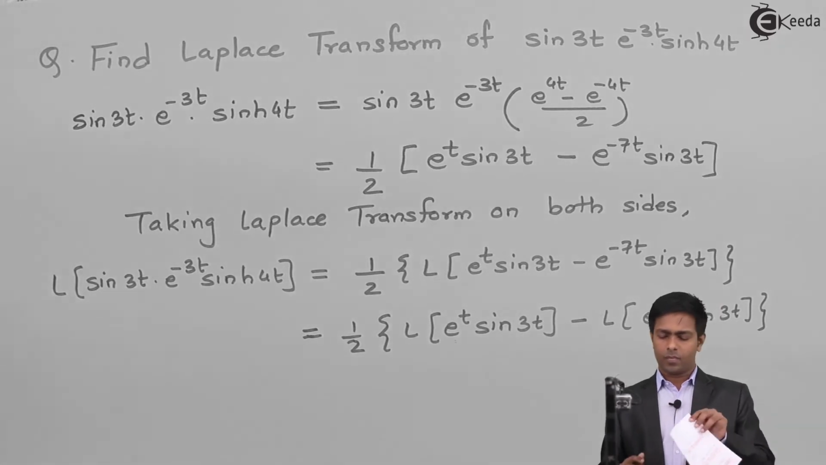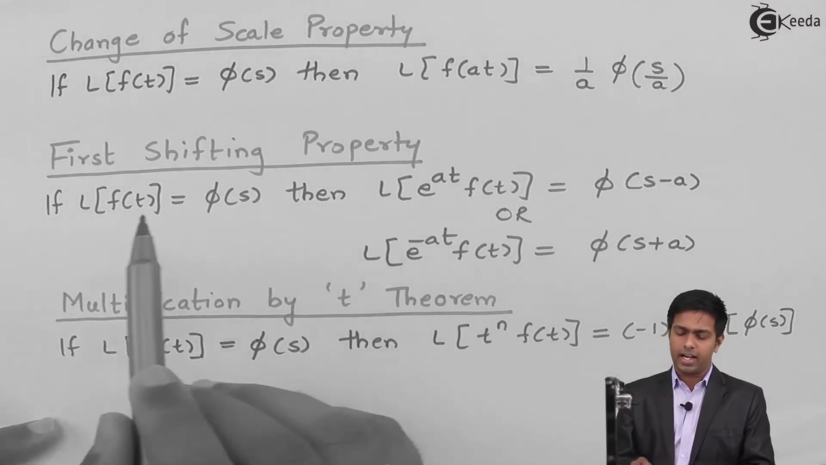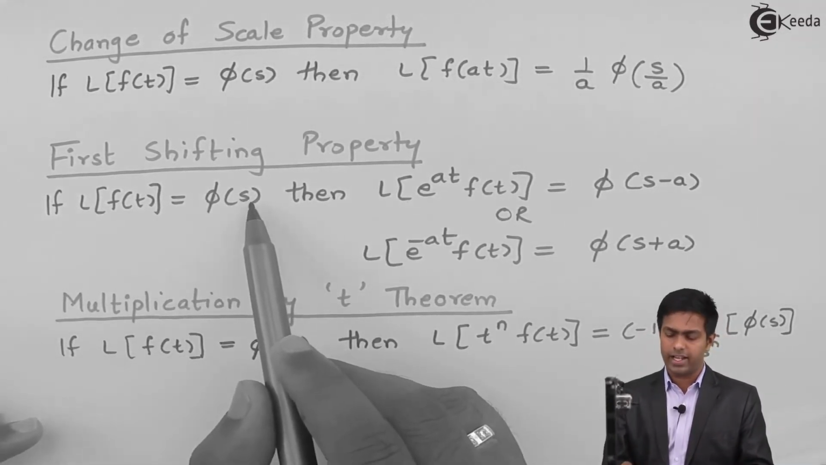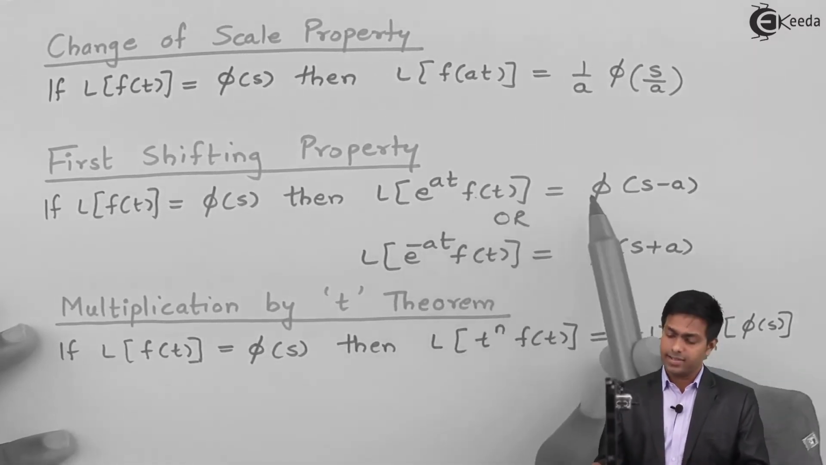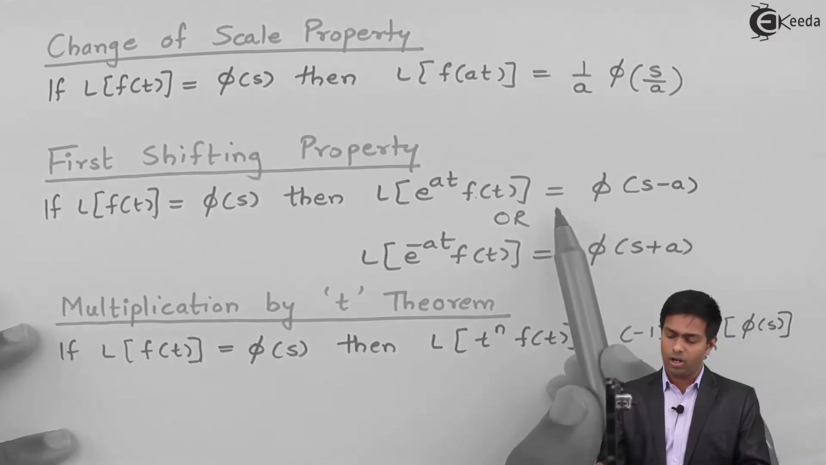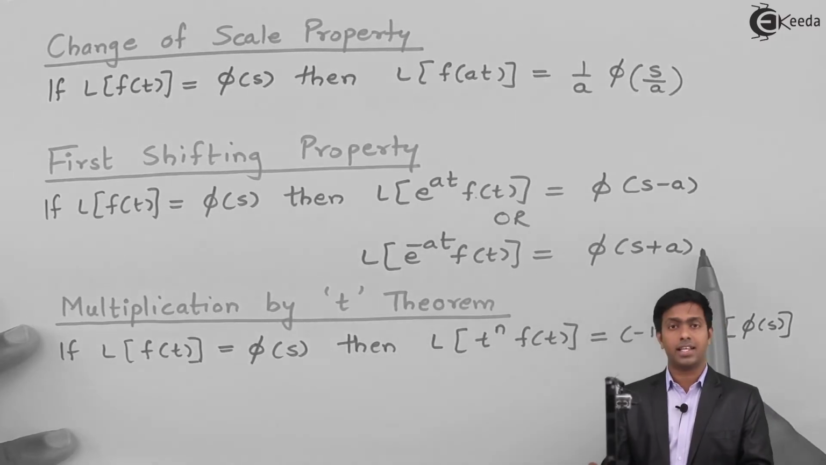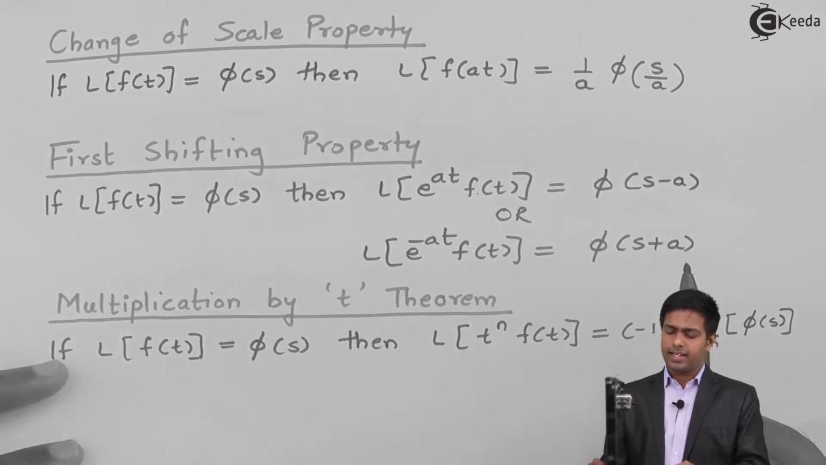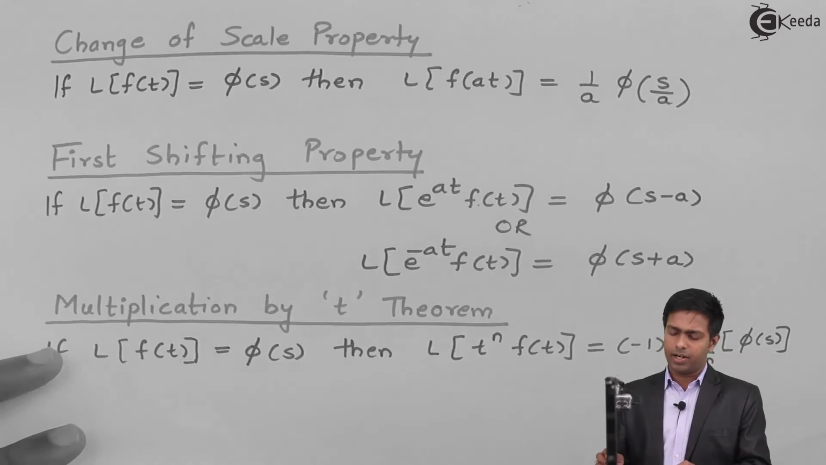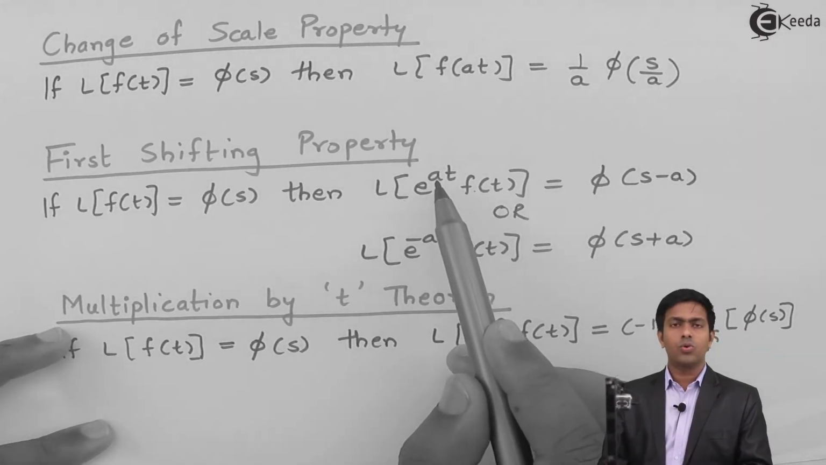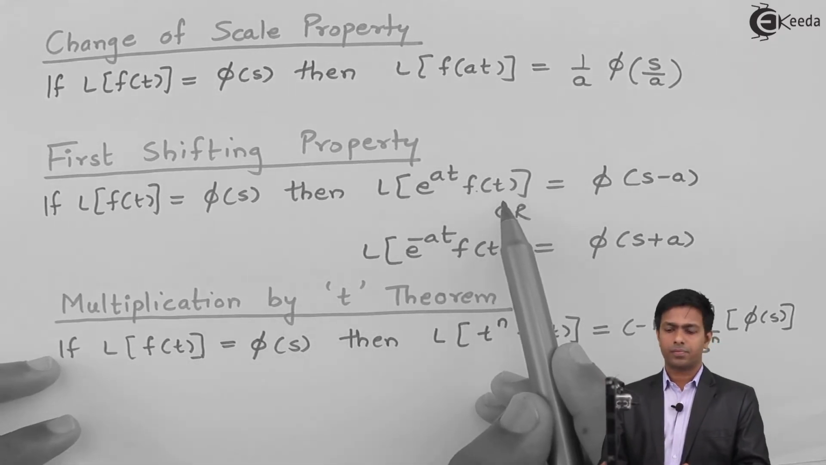Now what is it? Here I'll show you that in the first shifting property we say that if Laplace of function of t is function of s, then Laplace of e raised to at into function of t is equal to function of s minus a, or Laplace of e raised to minus at into function of t is equal to function of s plus a. Now as I said, here your e raised to t sine 3t term is similar to this, so e raised to t is your e raised to at and sine 3t is f of t.